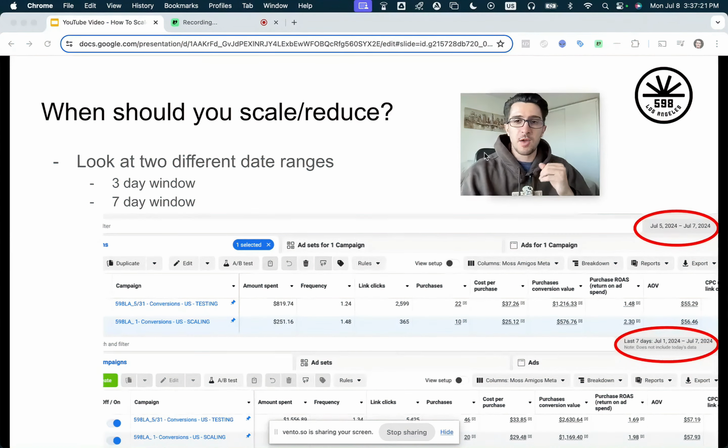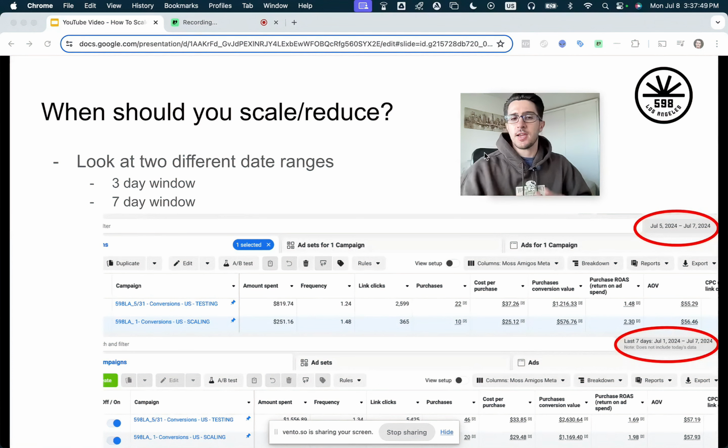But the majority of the time, it won't just be an impulse purchase of one day to the next, especially if your product is maybe over $50, $75. It takes a little bit more decision making to make that purchase and pull the trigger on it. So the way that we like to approach it is look at a 3-day window in order to see if we're trending in the right direction, and then look at 7 days in order to figure out whether or not the campaign and the ad set as a whole has been going strongly over a good amount of days.